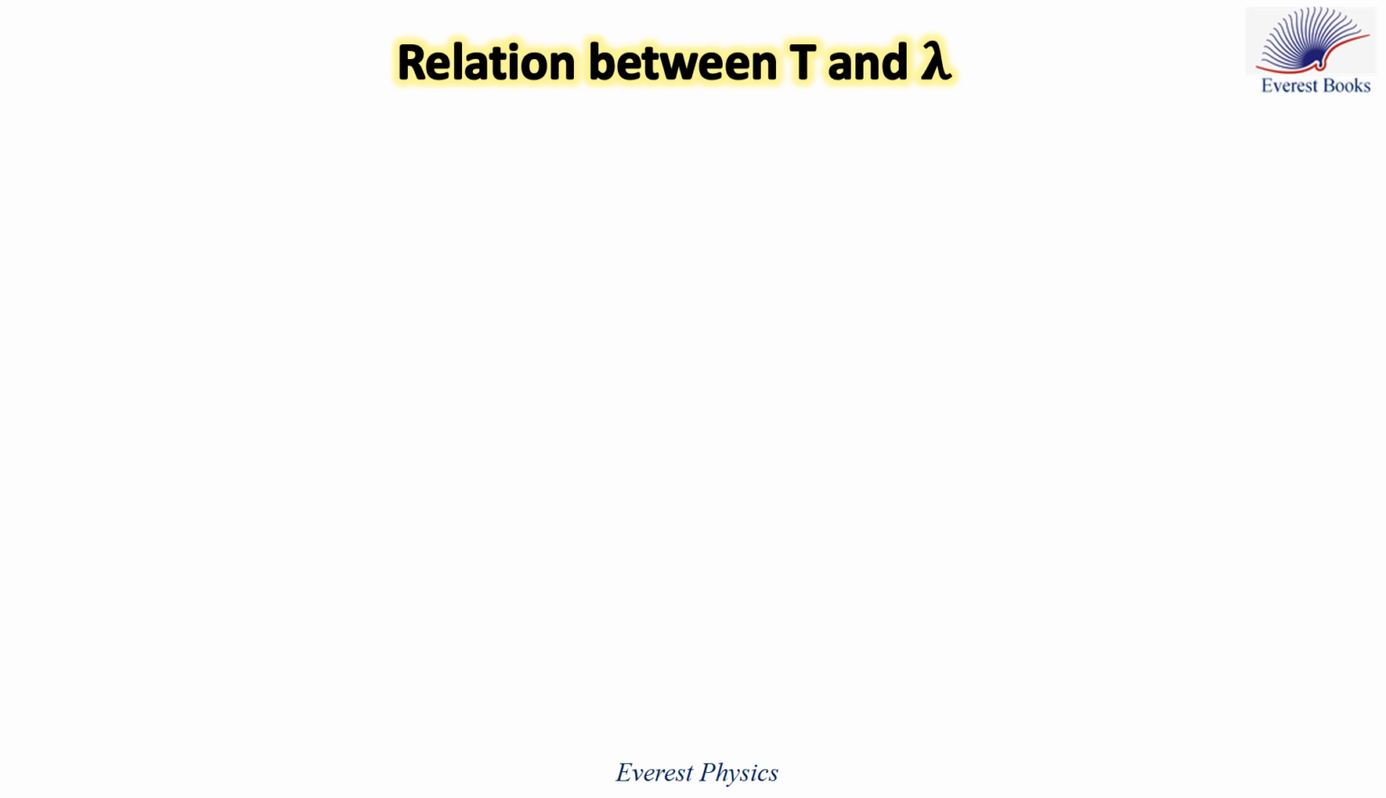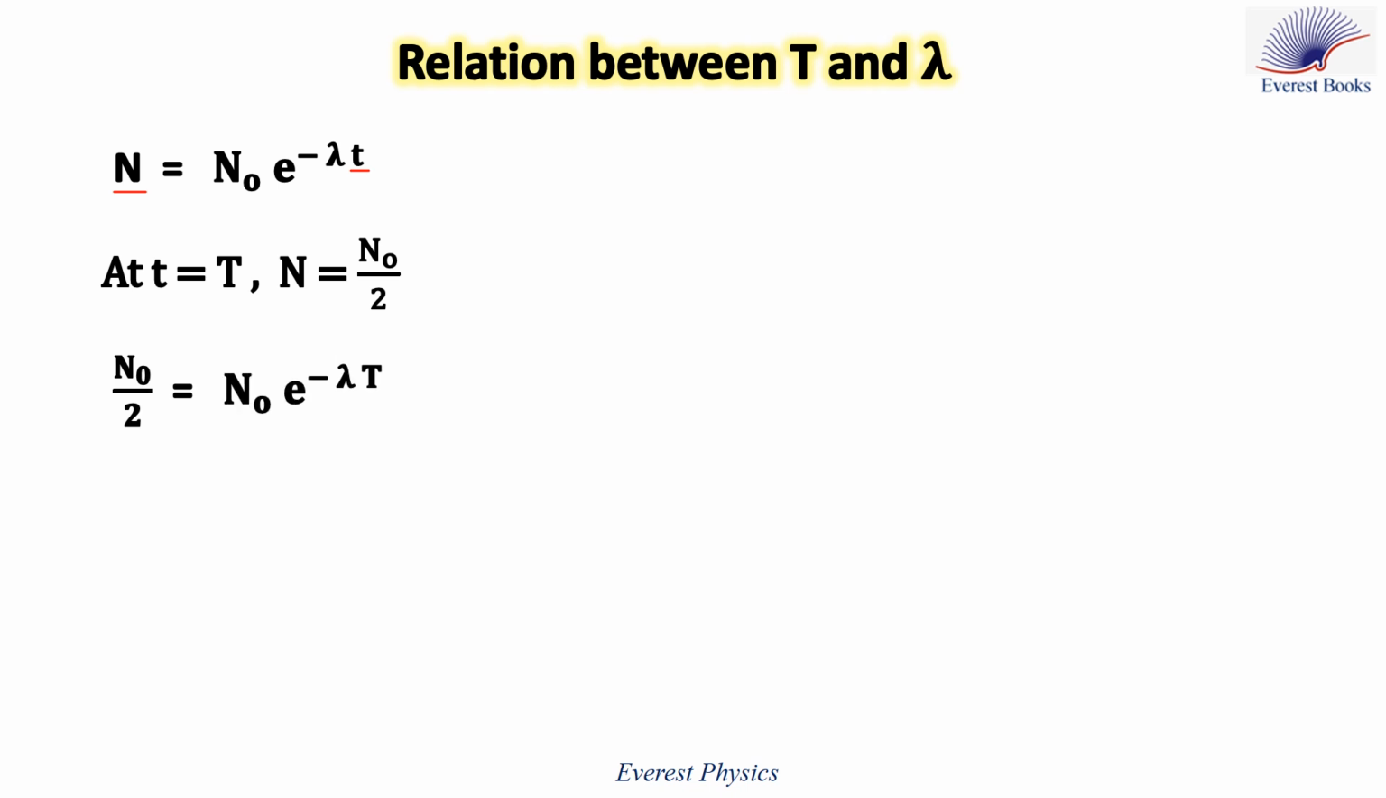Since lambda and T are characteristics of the radioactive substance, let us determine the relation between them. N equals N0 e to the power minus lambda t. And we know that after one half-life, the number of undecayed nuclei becomes N0 over 2. So replace N by N0 over 2 and replace t by 1 half-life. Then N0 over 2 equals N0 e to the power minus lambda T. Dividing by N0 on both sides, we get 1 over 2 equals e to the power minus lambda T.